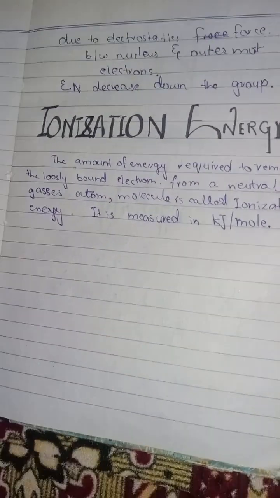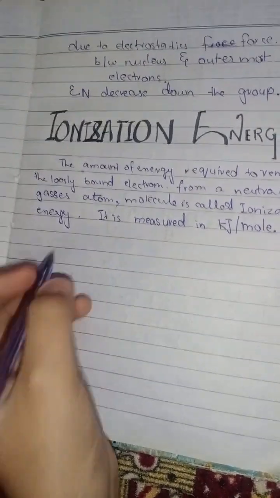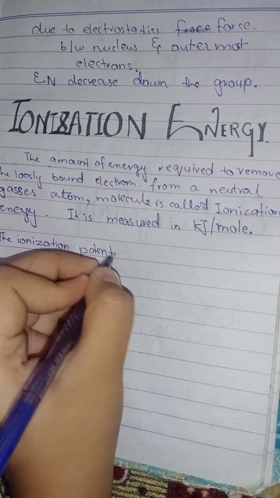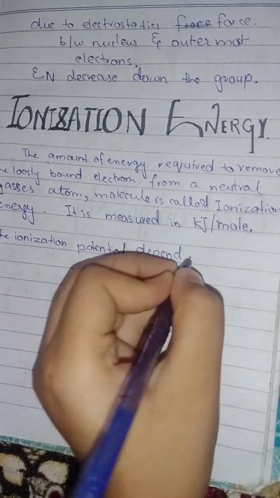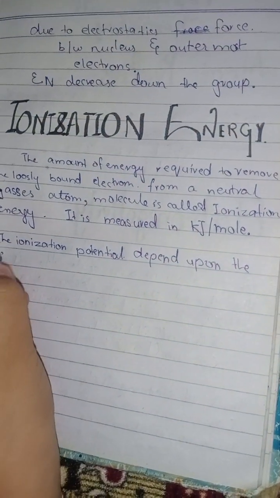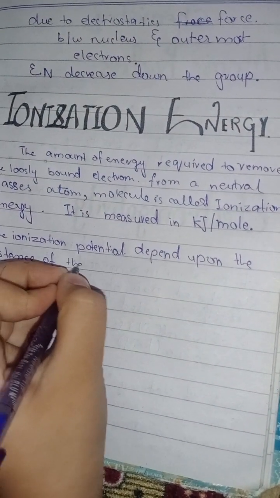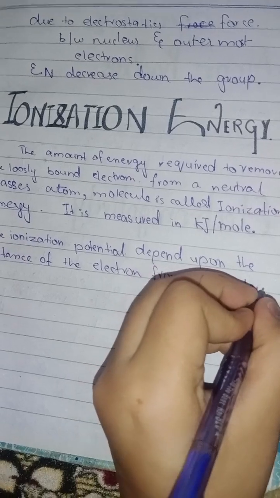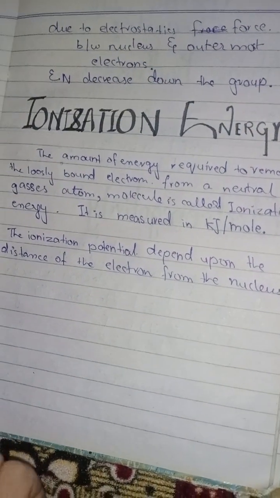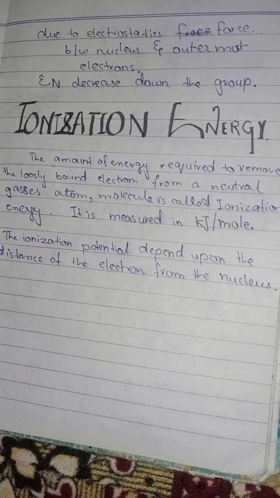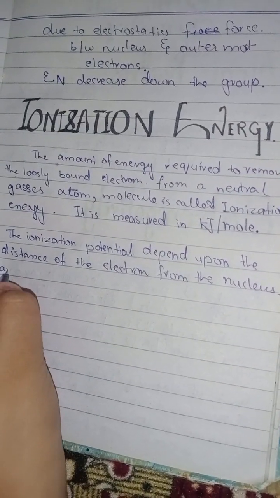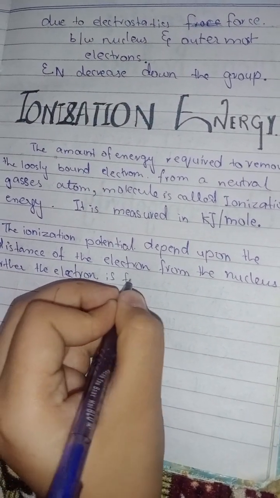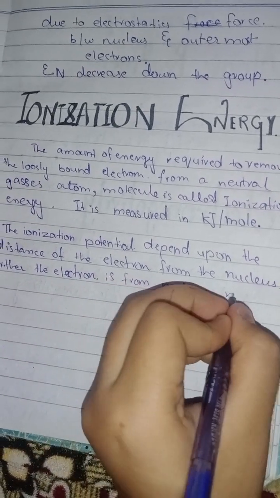This is simple. Okay, so now the ionization potential or ionization energy depends upon the distance of the electron from the nucleus. Like, the further the electron is from the nucleus, the more easily it is removed. Means when the electron is very far from the nucleus, it is easy to remove. Okay, further the electron is from the nucleus, more easily it is removed.